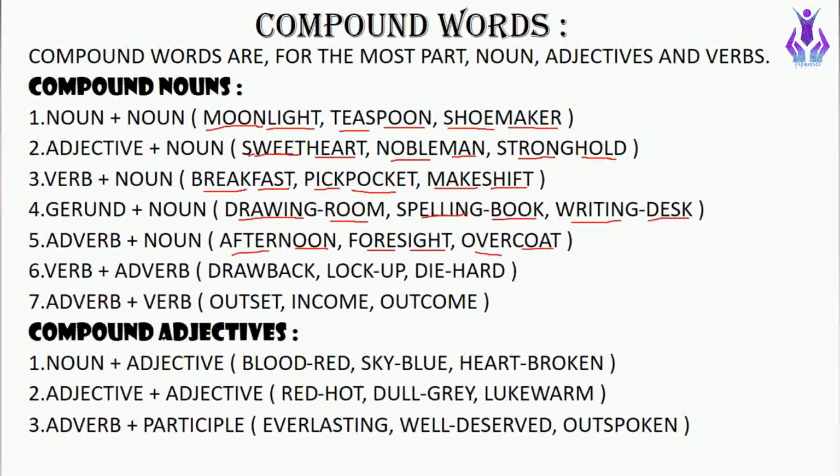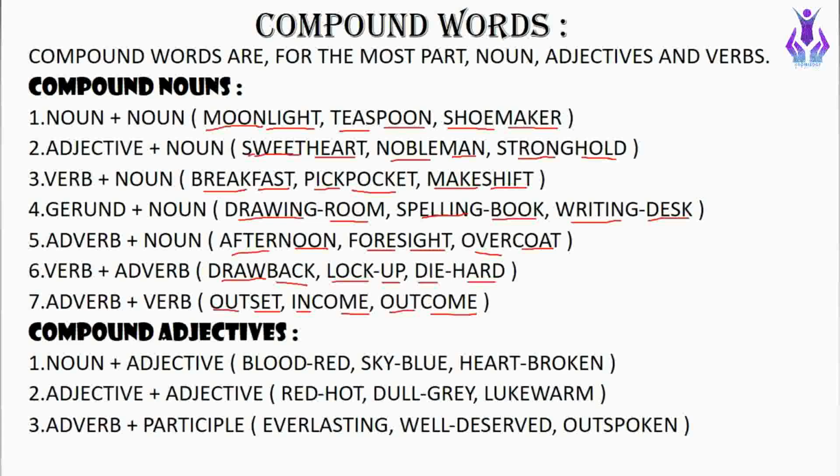The next is verb plus adverb. We can see draw is our verb and back is adverb, lock is verb and up is adverb, die and hard. And the last is adverb and verb. So we can see outset, income, and outcome. We have certain other examples of this, like we can say outcry, income, upkeep. So these are the examples of compound nouns.